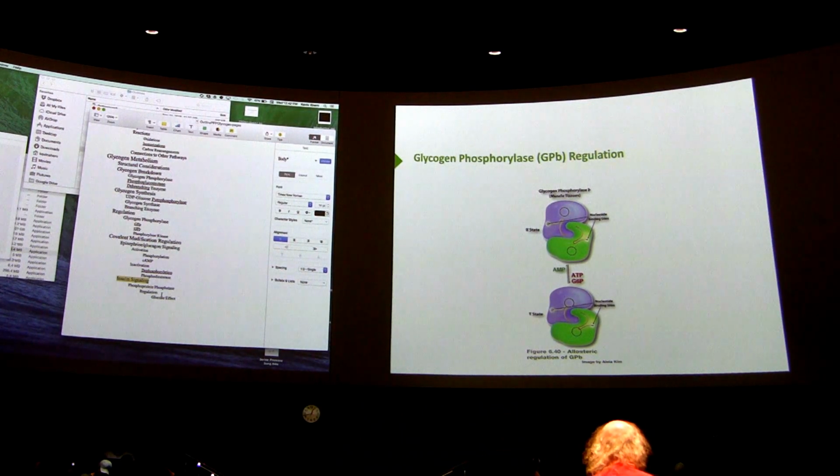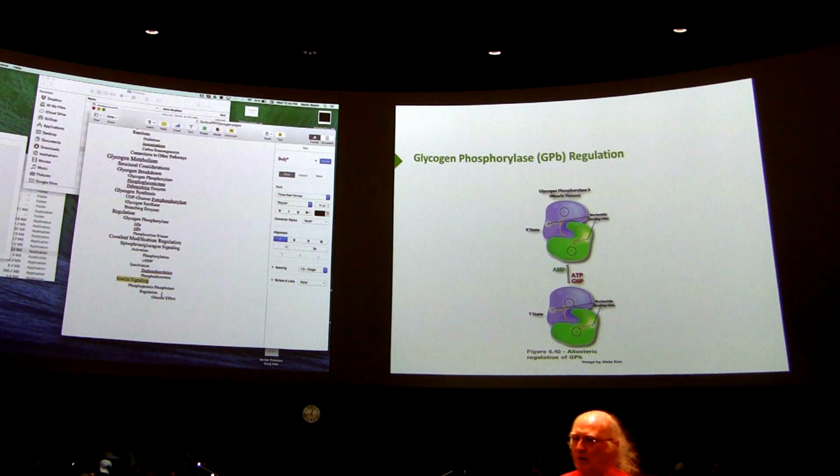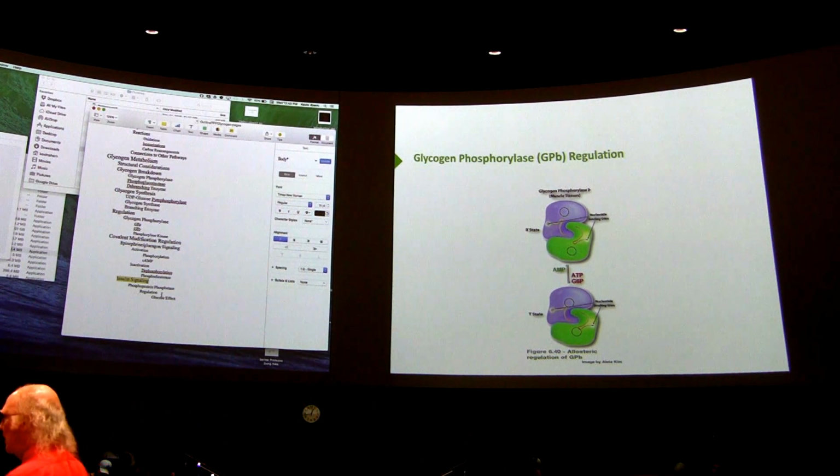Most of the time, glycogen phosphorylase B is in the T state. This is why we say it's the less active form of glycogen phosphorylase. What turns it on? What puts it into the R state? That's AMP. And AMP, I hope you've learned by now, is an indicator of low energy. When cells have low energy, they want to be breaking down their glycogen, release glucose so they can make energy. Really, really important.